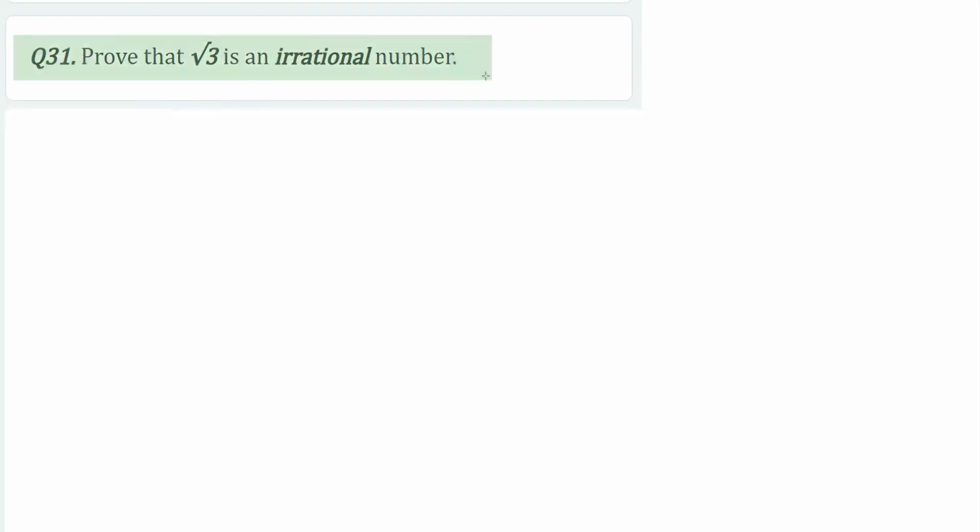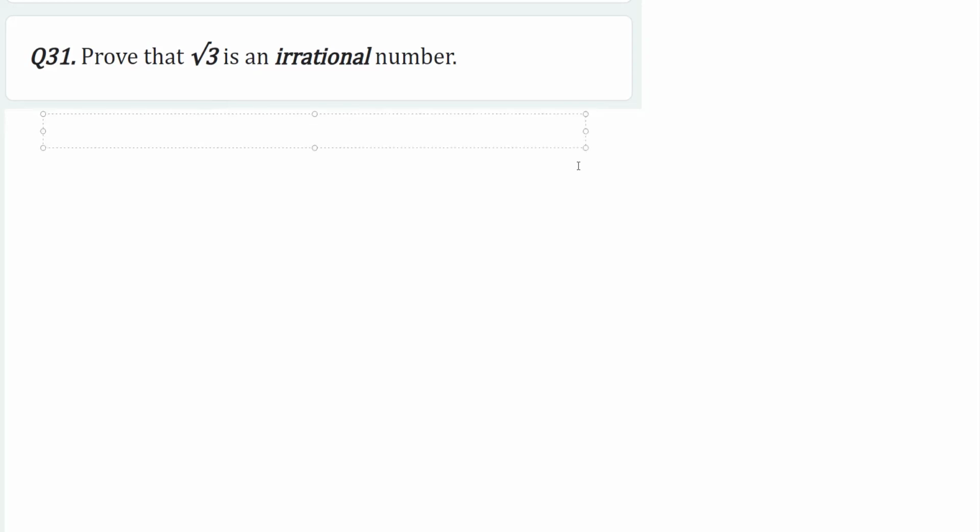Question number 31, which is from the chapter Real Numbers. We have to prove that root 3 is irrational. So we use a contradiction method in order to prove this. What we do here, first we take a let statement.